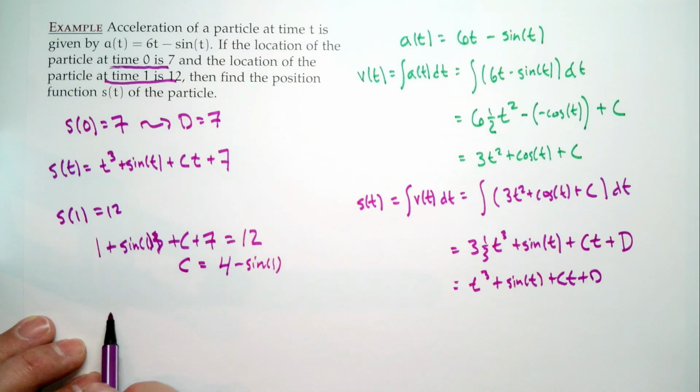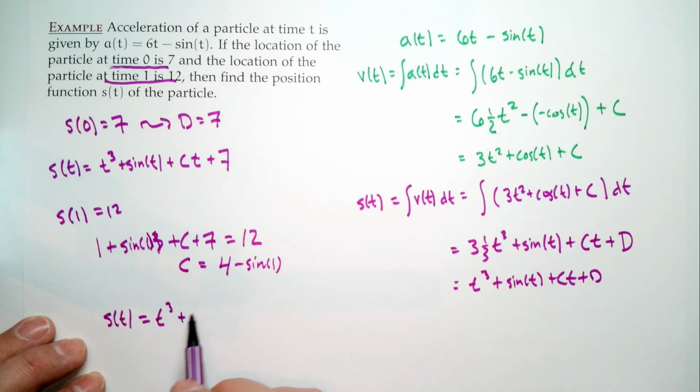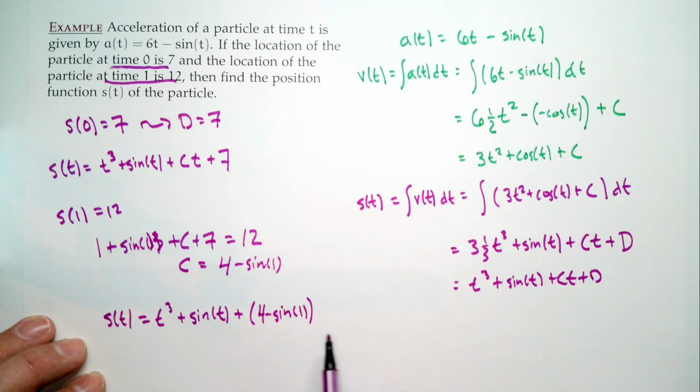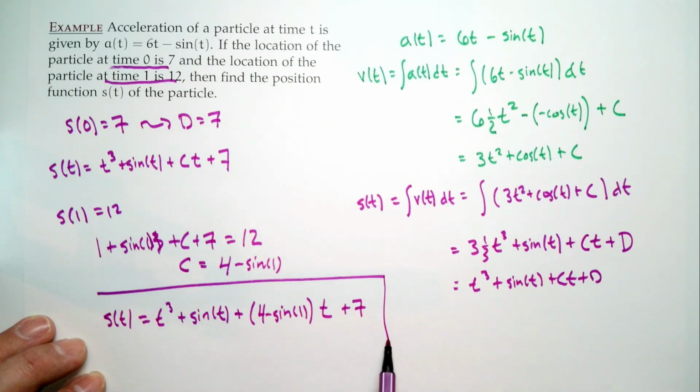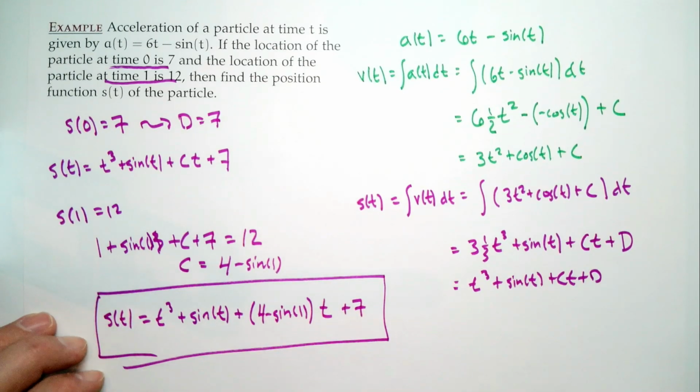So, updating, we get that s of t is t cubed plus sine of t plus 4 minus sine of 1 times t plus 7. And there you go. Life is good.